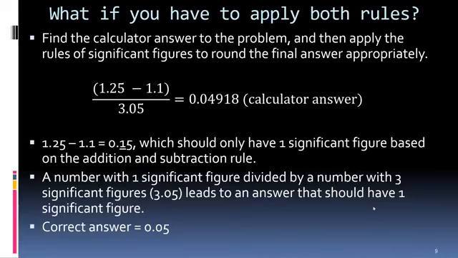If you take a number that has 1 significant figure and divide it by a number that has 3 significant figures, which is 3.05, according to the rule for multiplication and division, your answer should have only 1 significant figure, which means 0.04918 is actually rounded to 0.05.